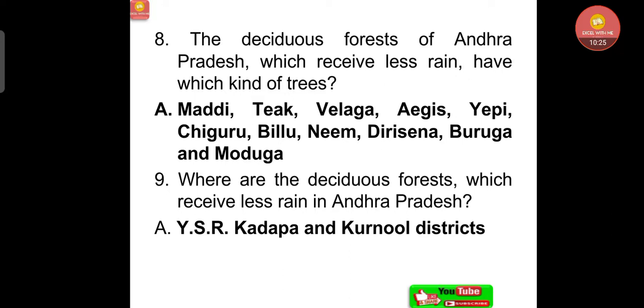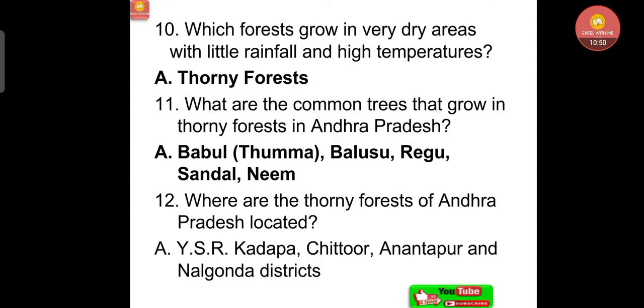There is Srikakulam and Visakhapatnam districts and East Godavari Agency area. The deciduous forests of Andhra Pradesh which receive less rain have which kind of trees? That is Maddi, Teak, Velaga, Agis, Epi, Chiguru, Billu, Neem, Dirisena, Buraga and Moduga. Where are the deciduous forests which receive less rain in Andhra Pradesh? There is YSR Kadapa and Kurnool districts.